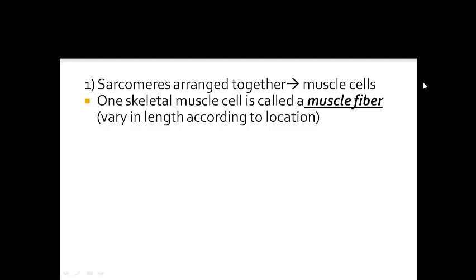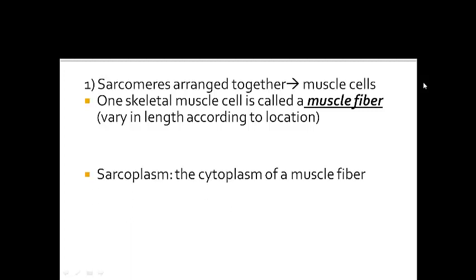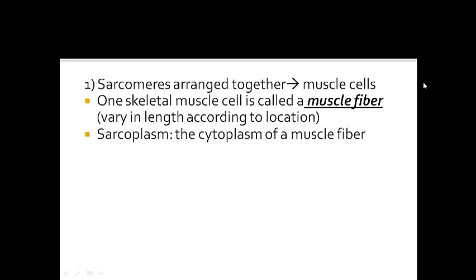These generally vary in length according to location. For example, the muscles in the thigh region of the lower limb are going to be very long, but the muscles of the foot or the muscles of the hand are going to be very short. Because it's a cell, it has all the other regular features of a cell: the cytoplasm, the organelles, and so forth, but we give them specific names because they have such a specific structure.